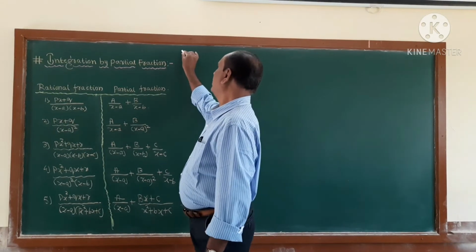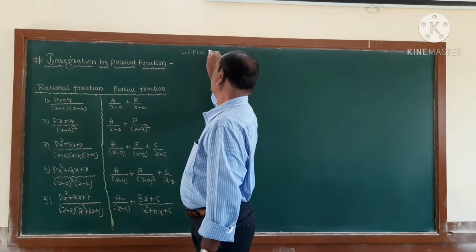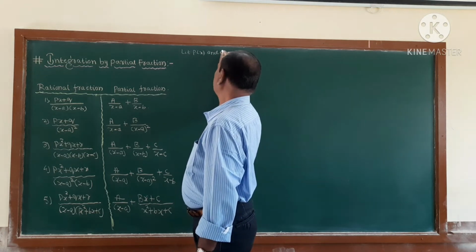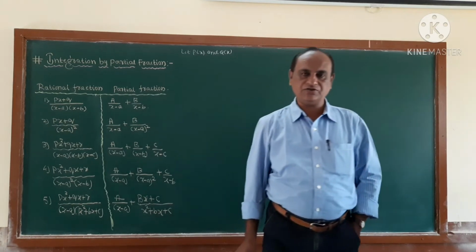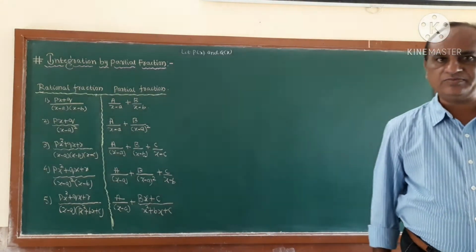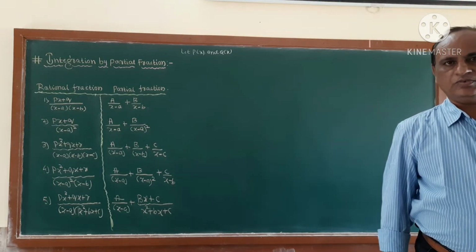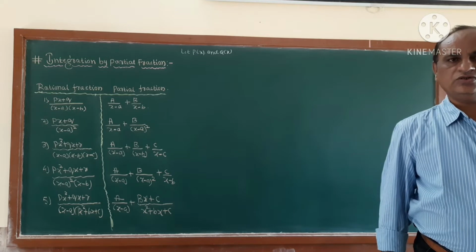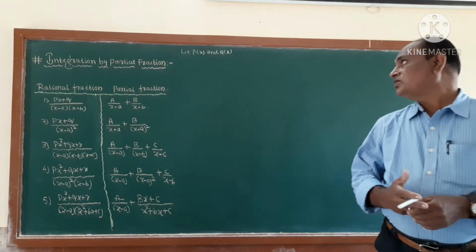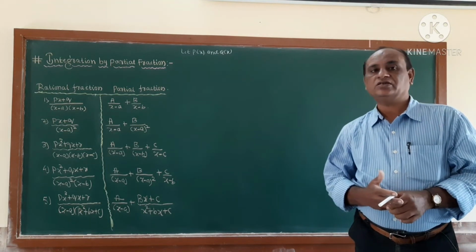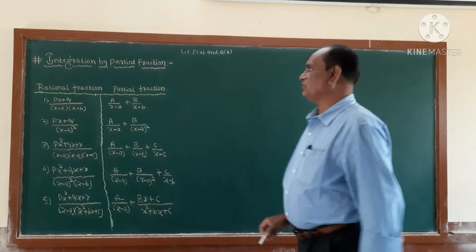Suppose p(x) and q(x) are polynomials in x. A polynomial in x means just like an expression, for example x² + 2x + 1. This type of expression is nothing but a polynomial. So p(x) and q(x) are polynomials in x.